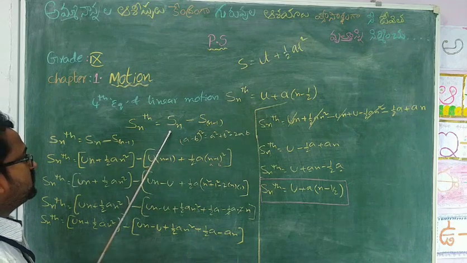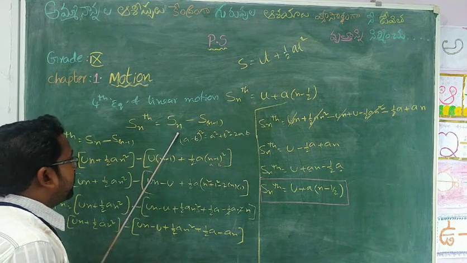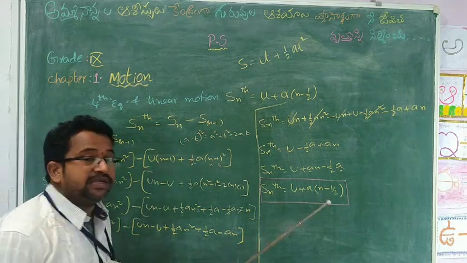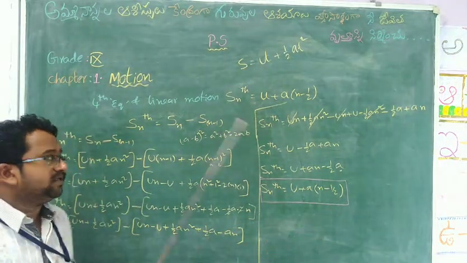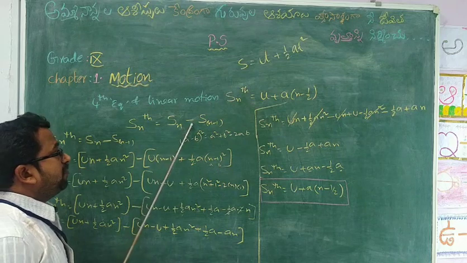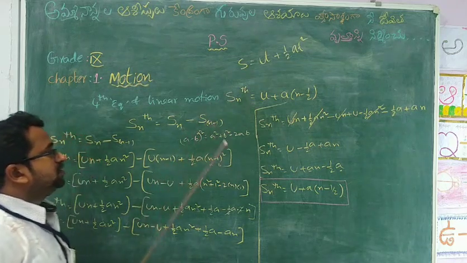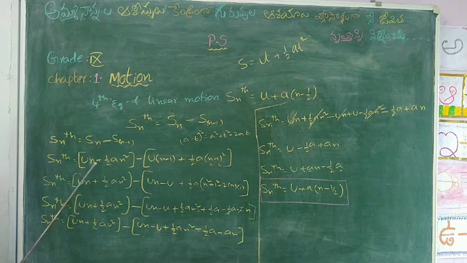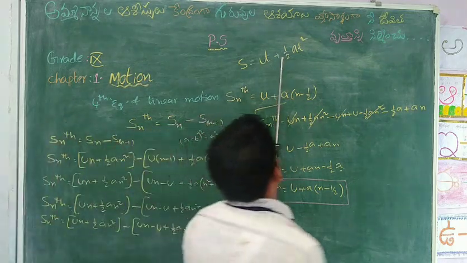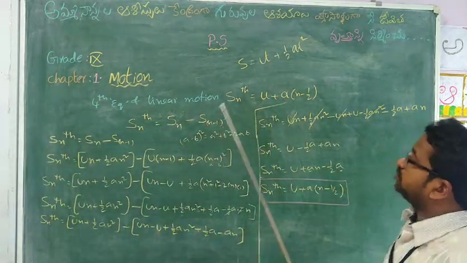If you want to find the distance in a particular second, it can be identified with the help of this formula: distance in n seconds minus distance in n minus 1 seconds. If you want to find the 10th second, 10 minus 9. Similarly, if you want to find the nth second, n minus n minus 1. So that we are using this formula, Sn minus Sn minus 1.